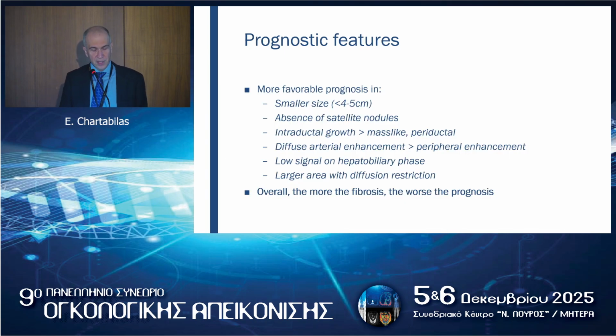Prognostic features: the small size, the absence of extension like satellite nodules, or the diffuse arterial enhancement versus peripheral, the low signal on hepatobiliary phase, and the large area, the homogeneous diffusion restriction. To summarize, the more the fibrosis, the worse the prognosis.